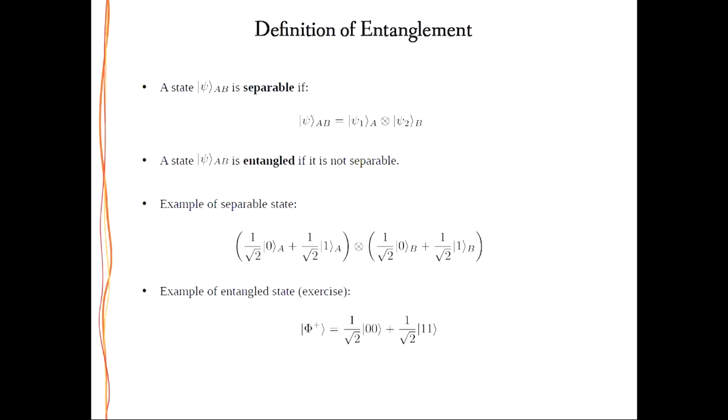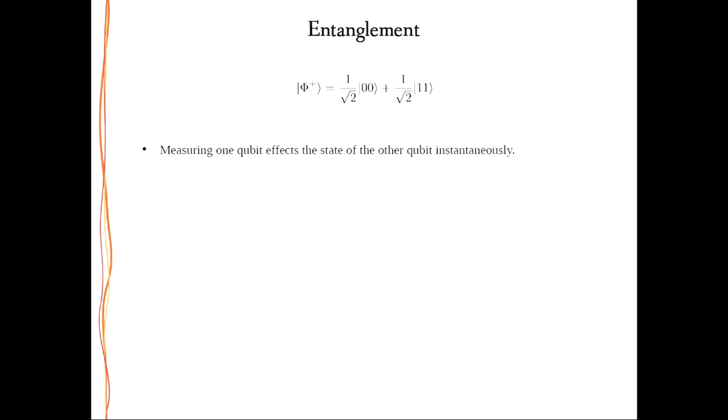And then this interesting state is entangled. You will show this later this afternoon in a tutorial, that you cannot write this state as such a tensor product. As we saw, if you have an entangled state like this, then measuring one qubit immediately affects the state of the other qubit.